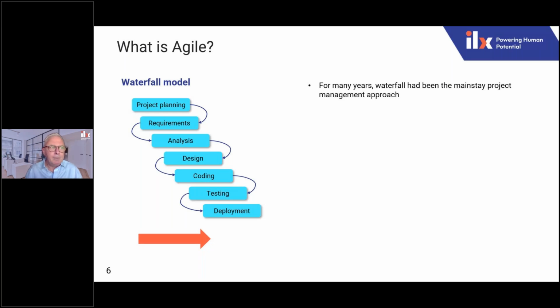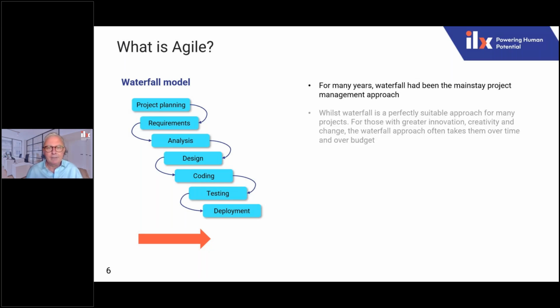It had been the mainstay project approach for a long time. The first publicised waterfall approach was probably in the late 50s, 1960s, but it had been incorporated by businesses for a long time. However, new project approaches began to be required because through the tech revolution, as I mentioned, in the late 80s and through the 90s, waterfall wasn't working for them. Waterfall, as I say, is an excellent project approach, but when projects require greater innovation, creativity, and change, that's where waterfall can begin to struggle.